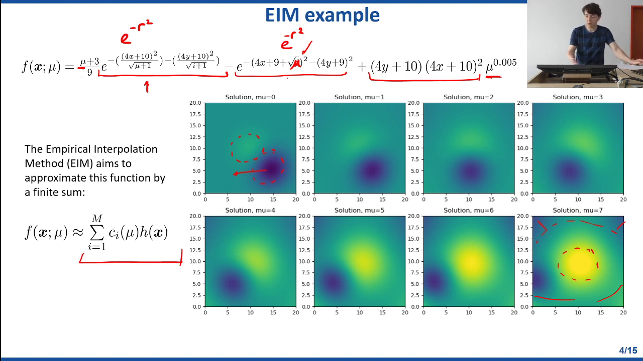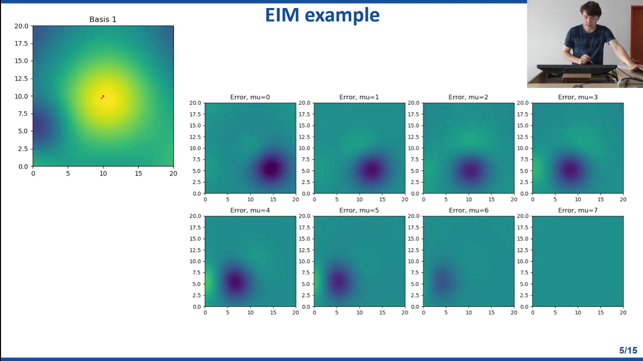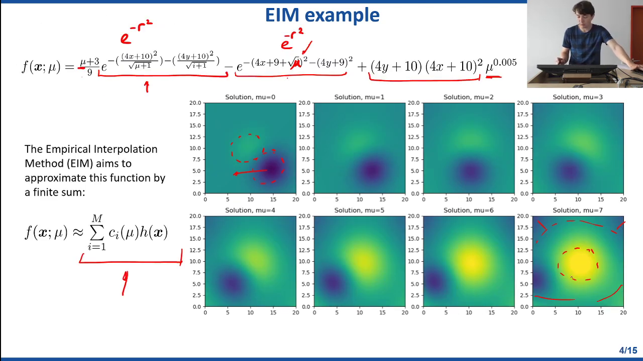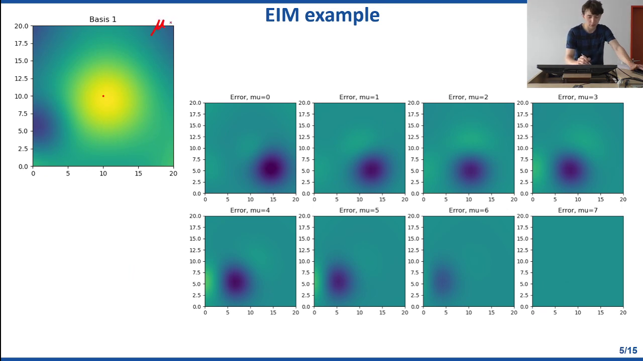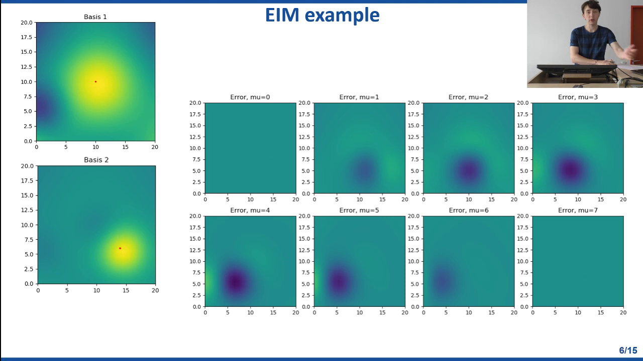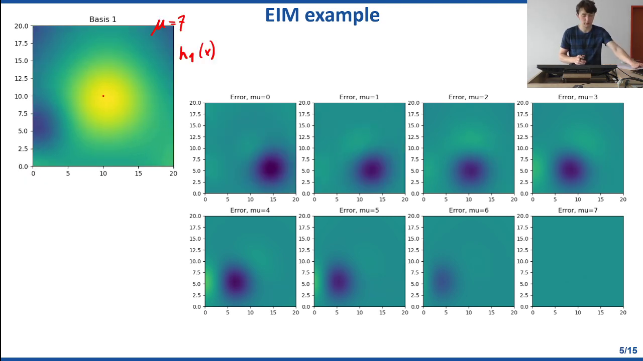Well, if I look at my solutions here for a whole bunch of mu's, then clearly the highest peak value is the one associated to this mu over here. And that's exactly what I'll add as my first basis for this expansion process. So this basis is precisely the one that you see for mu equal to 7. So now we have obtained our first h, h1, which is a spatially dependent function, but independent of the parameter.